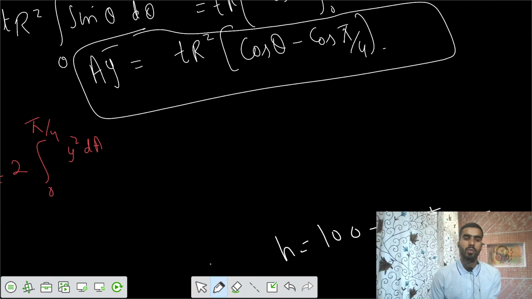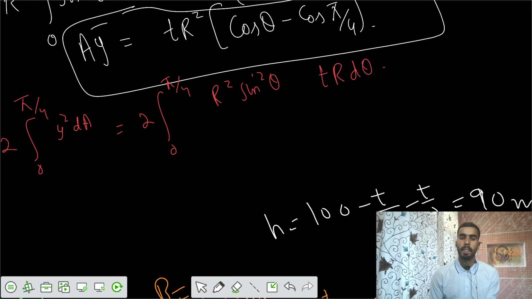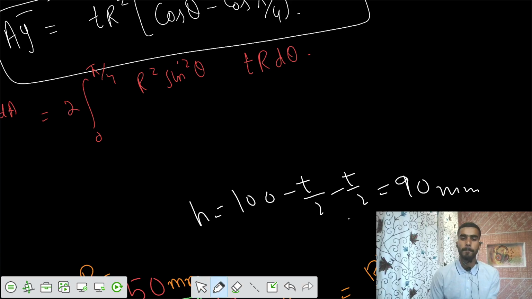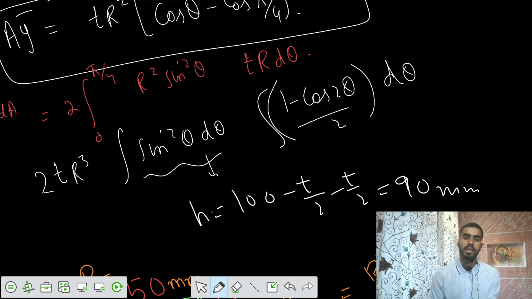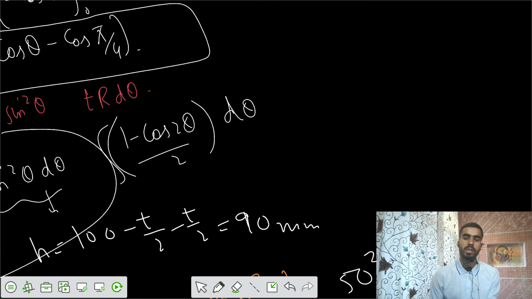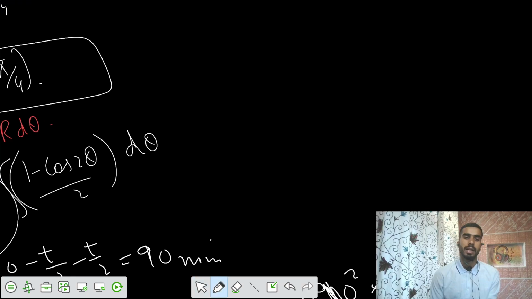So you substitute the value of that, integral 0 to pi by 4 of r square sine square theta times r d theta, and you have to solve this one now. So we got 2tr cube integral of sine square theta d theta, and this part we know is equal to (1 minus cos 2 theta) by 2 d theta, which you have to integrate. So we will solve only this integral part. Let's calculate this integral part.